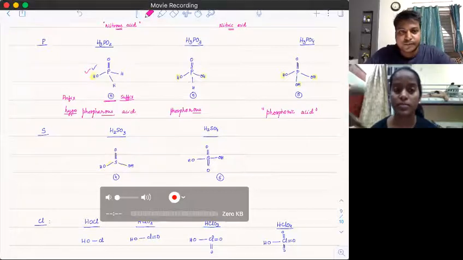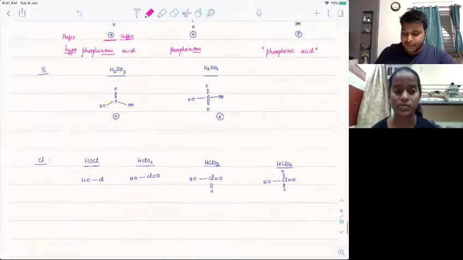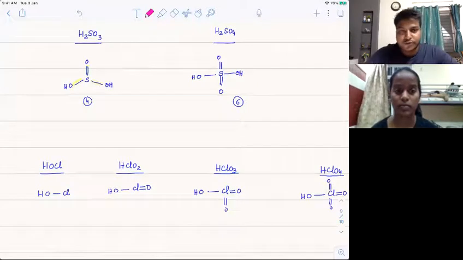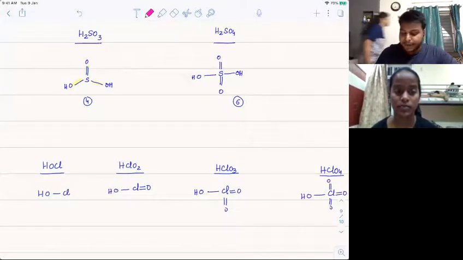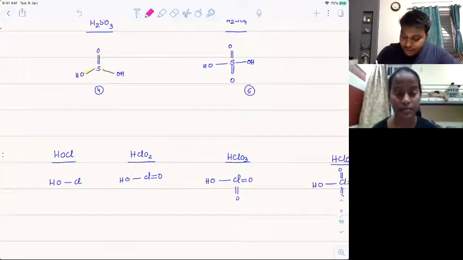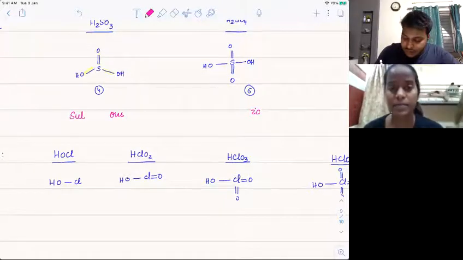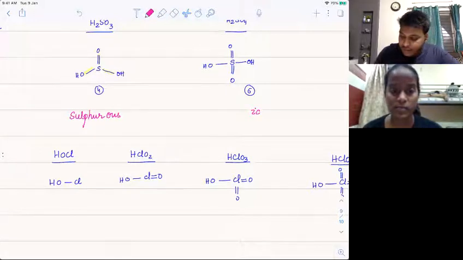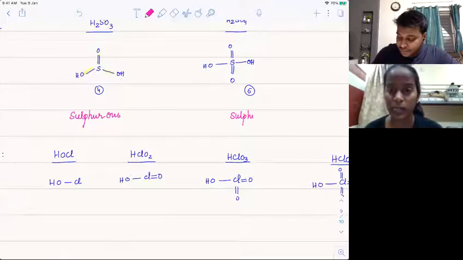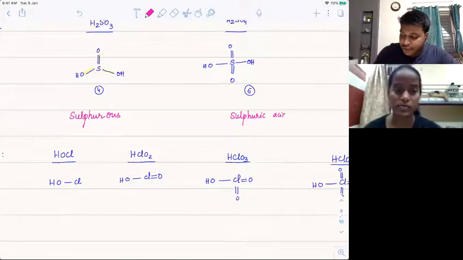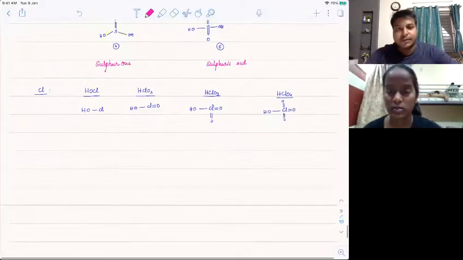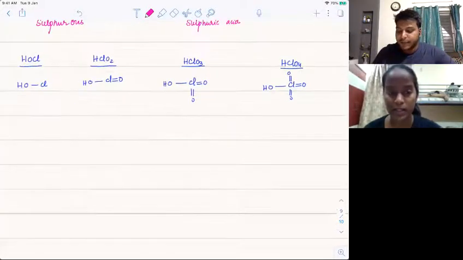See the next one. If you see H2SO3, there are only two, so here there is no problem. This one is "us" and this one is "ic". Correct? So this will be sulfurous acid, and this will be sulfuric acid.